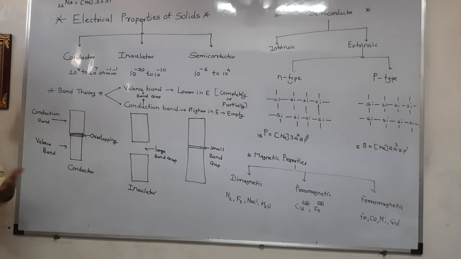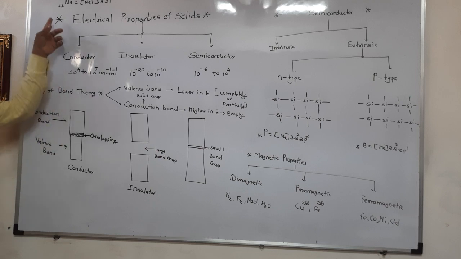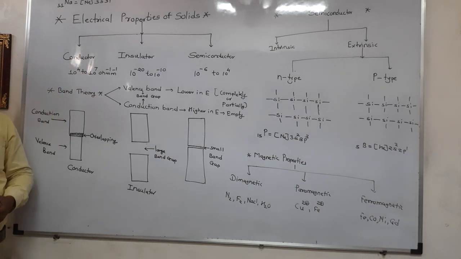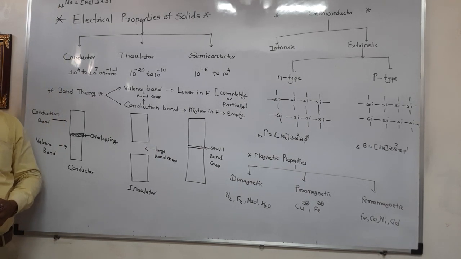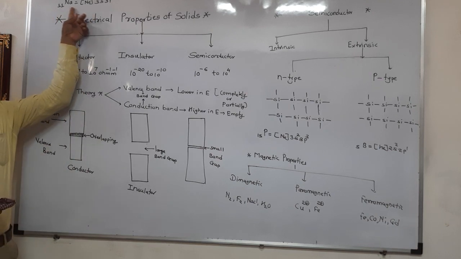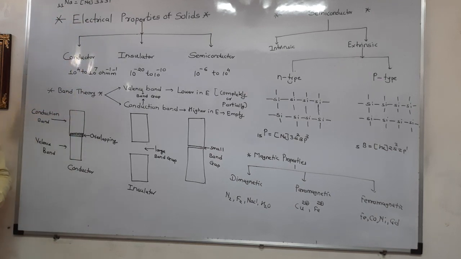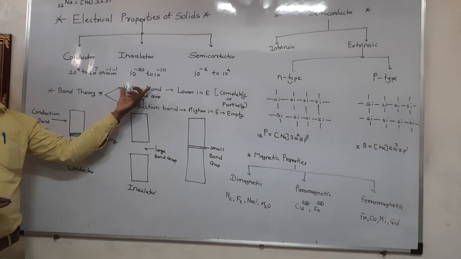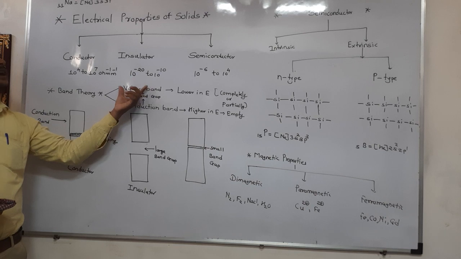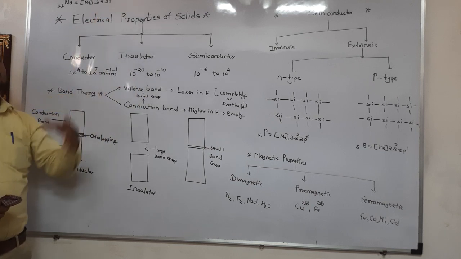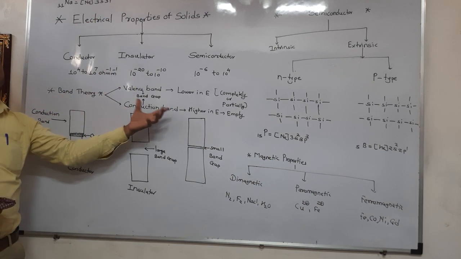According to band theory, there are two types of band: valence band and conduction band. Take one example, sodium, atomic number 11. It has electronic configuration neon 3s1. Up to the 3s1 configuration, electrons are present. It is known as the valence band. And the next orbitals which are vacant are known as the conduction band.